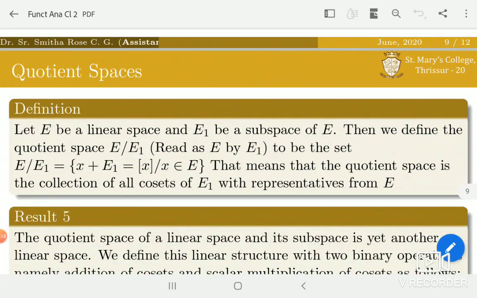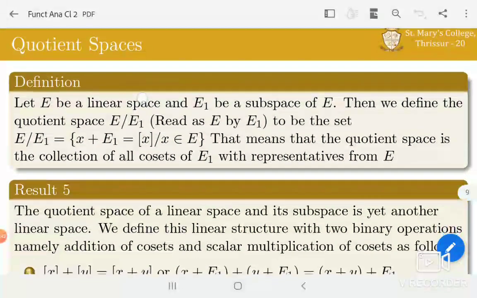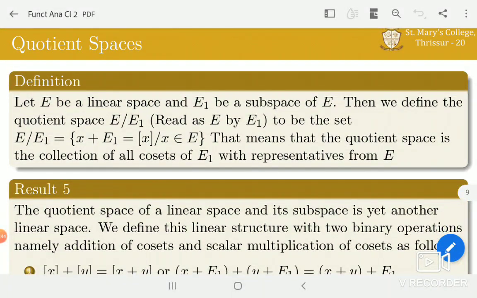Now we are going to define the quotient space. So we are now equipped with all the theorems and all the properties of the cosets, and we have two well-defined operations with us. We have coset addition and scalar multiplication of cosets. So with that we are going to define quotient spaces, and we will say that the quotient space is a vector space. So let E be a linear space and E1 be a subspace of E.